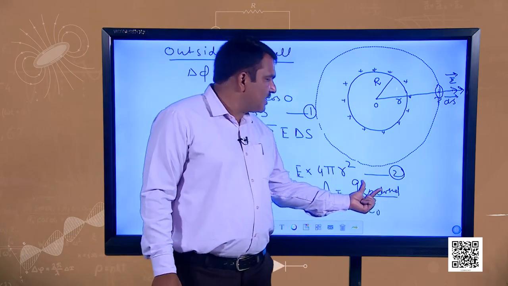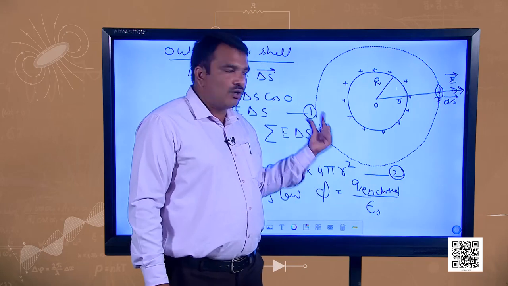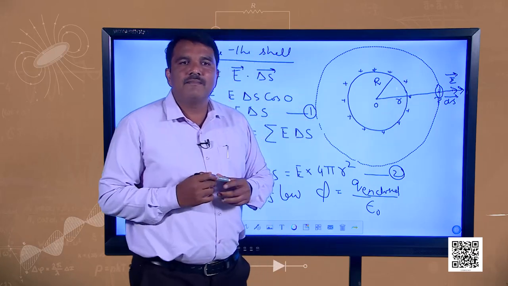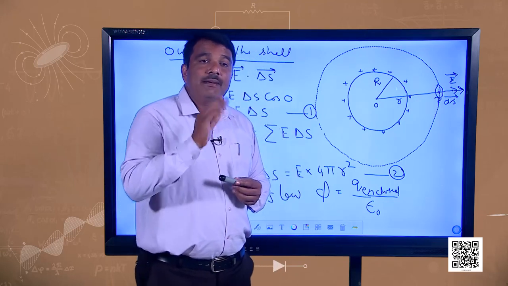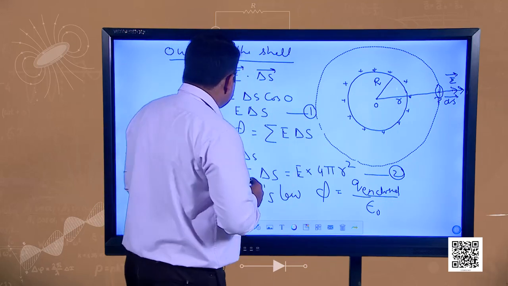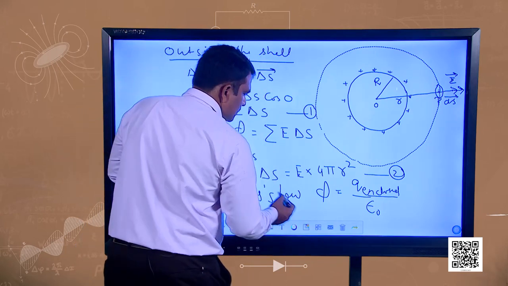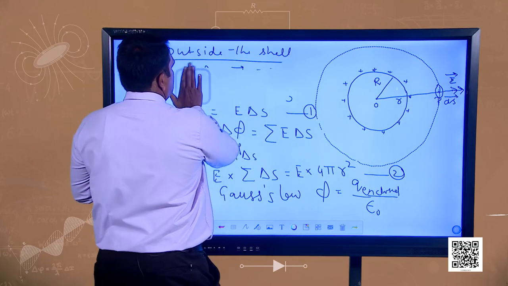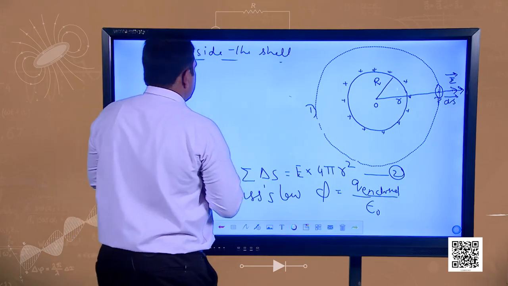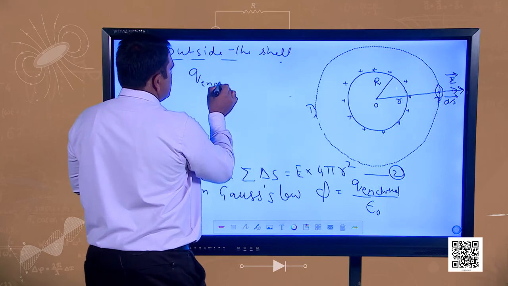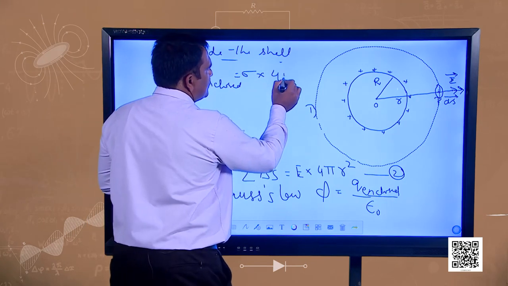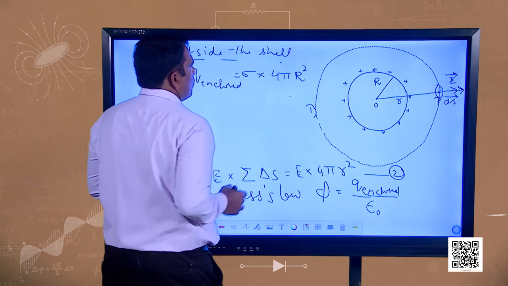And here, what is the charge enclosed? It is the charge which is enclosed, which is distributed uniformly over the surface of the sphere of radius capital R. And you can find this charge just by multiplying the charge density with the area of the sphere. So now we can write the amount of charge enclosed is sigma multiplied by the area of the sphere of radius capital R, 4 pi R square.